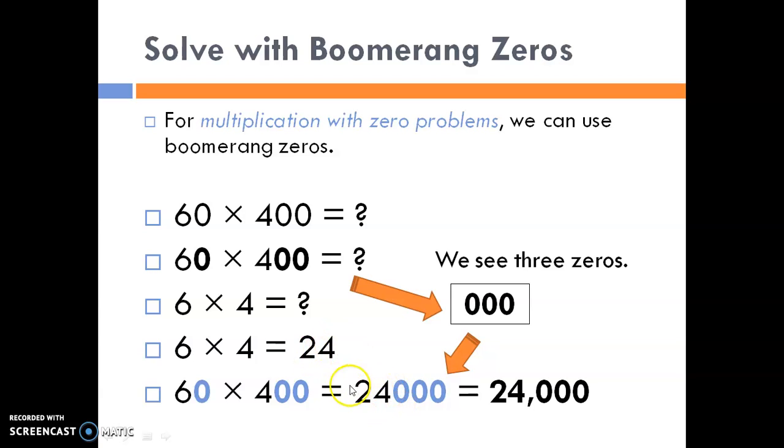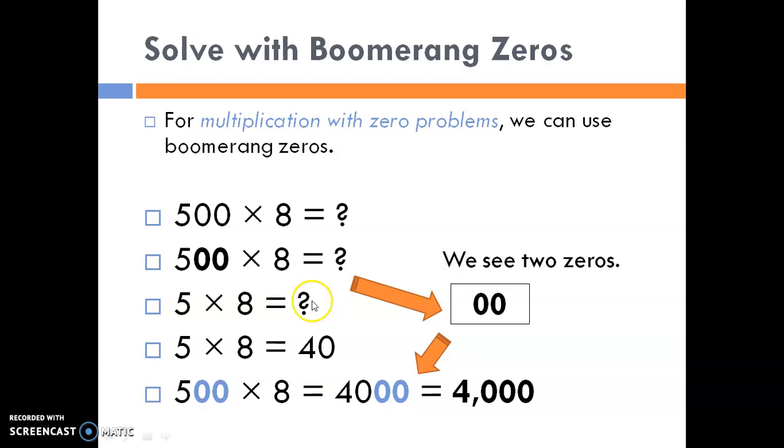We have our 24. Now the next step is to bring them back, just like a boomerang comes back. So we bring our 3 zeros back here. 2, 4, 0, 0, 0. That's it. Now let's check where the comma goes. It will be here. So our final answer is 24,000.